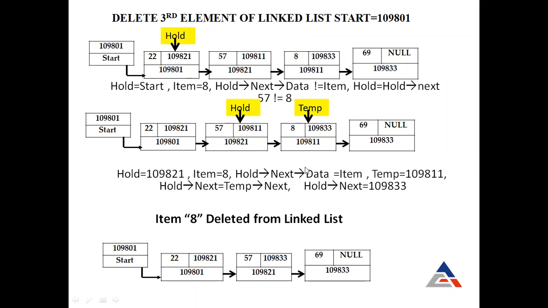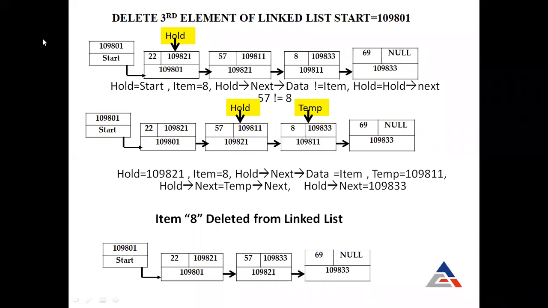I found the node having value 8, so I removed the node, and what I did is I changed the address of the next node of the second node. Earlier, the second node was having the address 109811. Now you can check over here: the second node is having address 109833, that's the address of this one. Earlier I was having 4 nodes, 22, 57, 8, and 69. Now I'm having 3 nodes because the node having the value 8 is deleted.